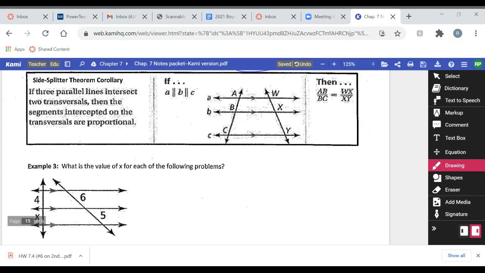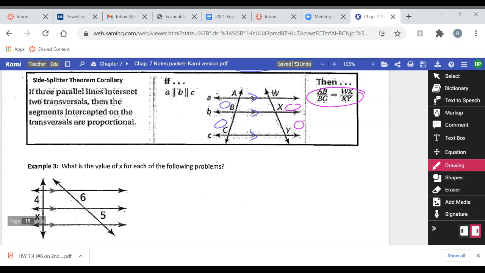All right. From there, I've got the side splitter theorem corollary. So it says if 3 parallel lines intersect 2 transversals, then the segments intercepted on the transversals are proportional. So in this case, it's like the side splitter theorem that we just talked about. It looks a little different because we're not actually dealing with a triangle, but these 3 parallel lines split these pieces up into proportional parts. Okay, and that's what it's saying right here. AB over BC is equal to WX over XY. So not too hard to deal with there.